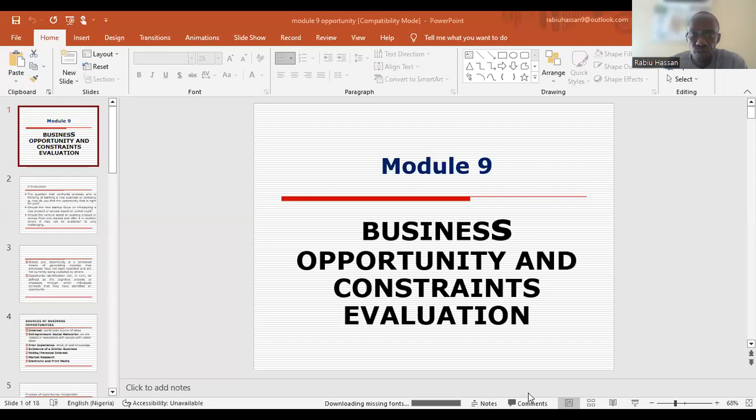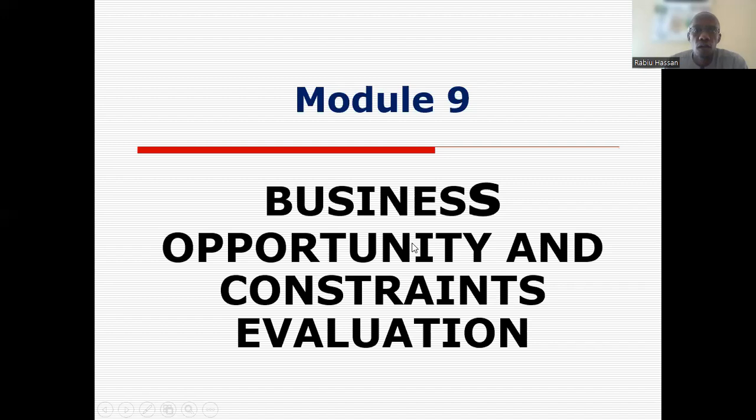Today, we are going to talk about EEP3201, Module 9, which is business opportunities and how to manage your constraints. The module is going to be a very interesting and very important one. So let me share my screen and take you on. Like I said, I'm going to take you through Module 9. As you can see from my screen, Module 9 is about business opportunity and constraint evaluation.